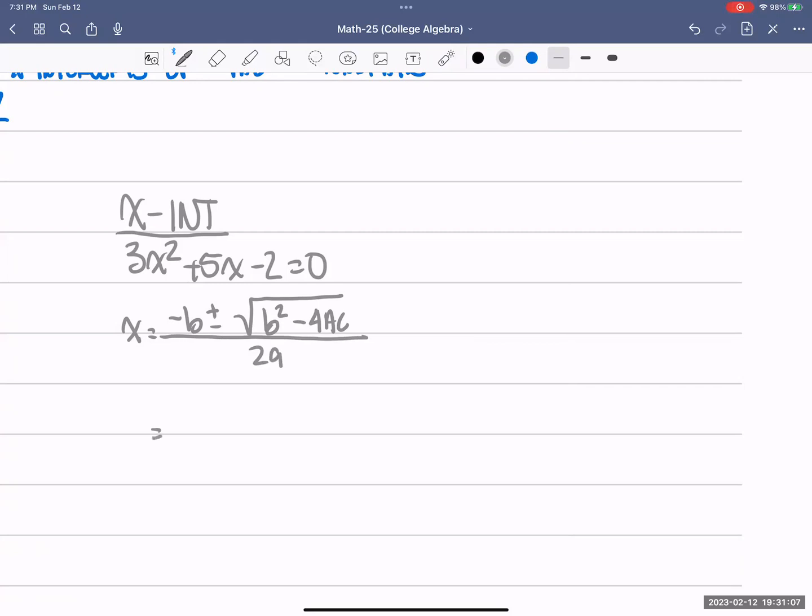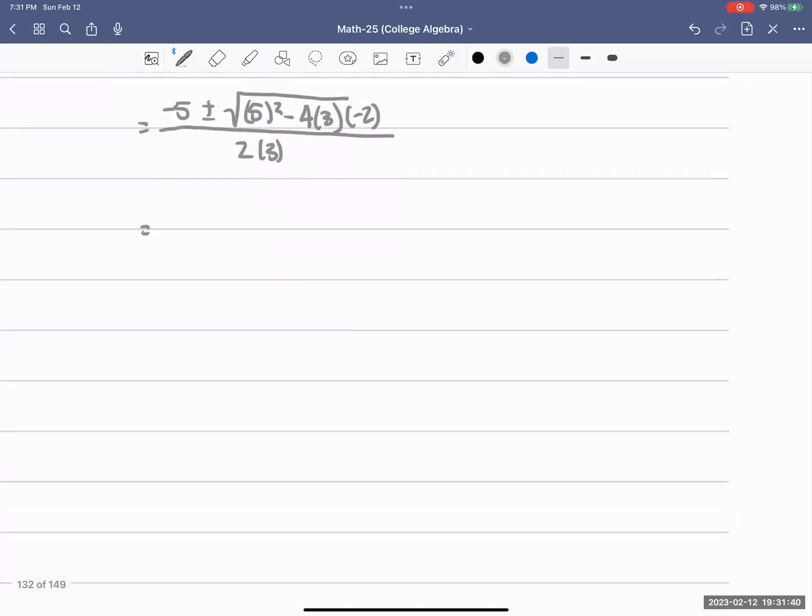So here in this case, negative b, so b is 5. Negative 5 plus or minus the square root of 5 squared minus 4 times a, which is 3, and c is negative 2, all over 2 times a, and a is 3, so 2 times 3. And now that we have this, we just simplify and see what we end up with.